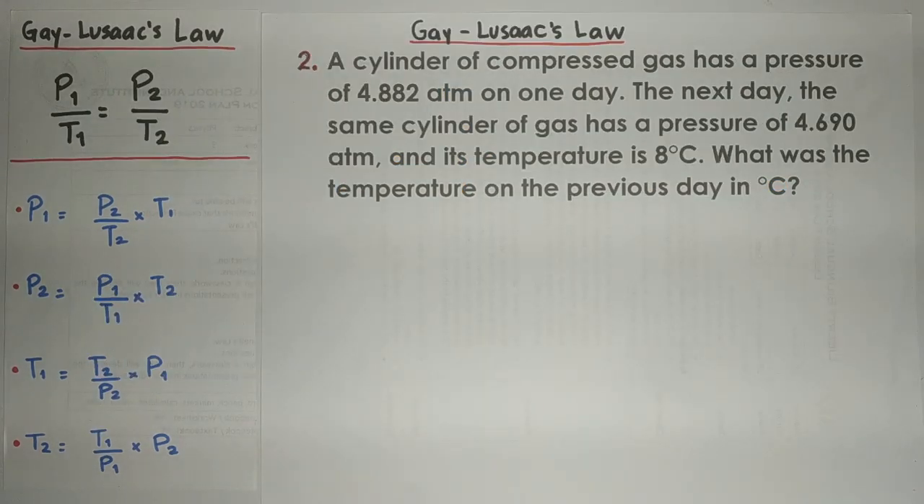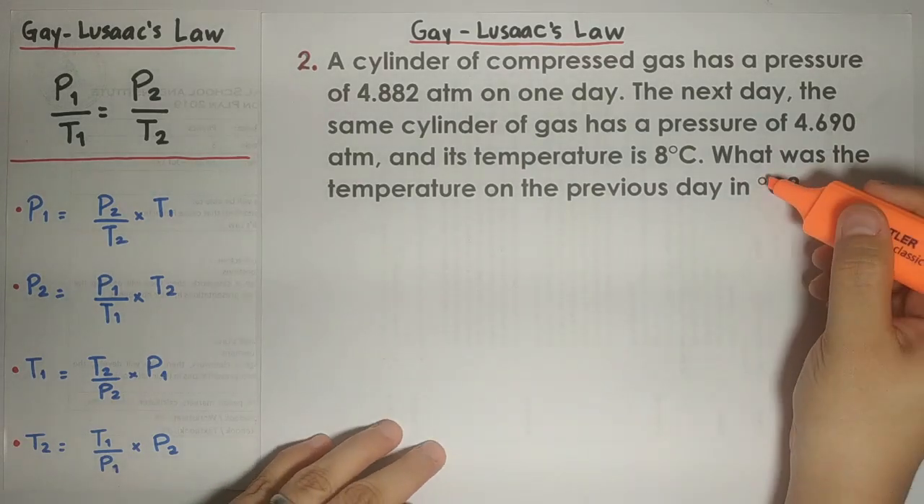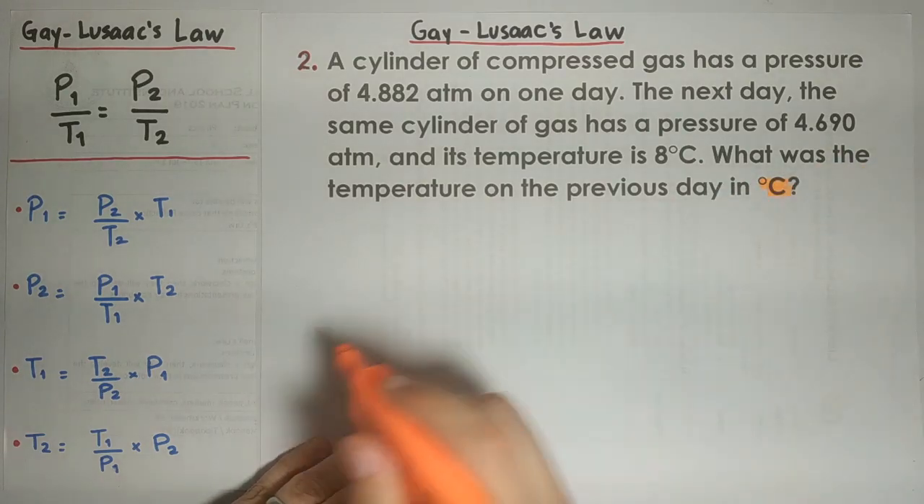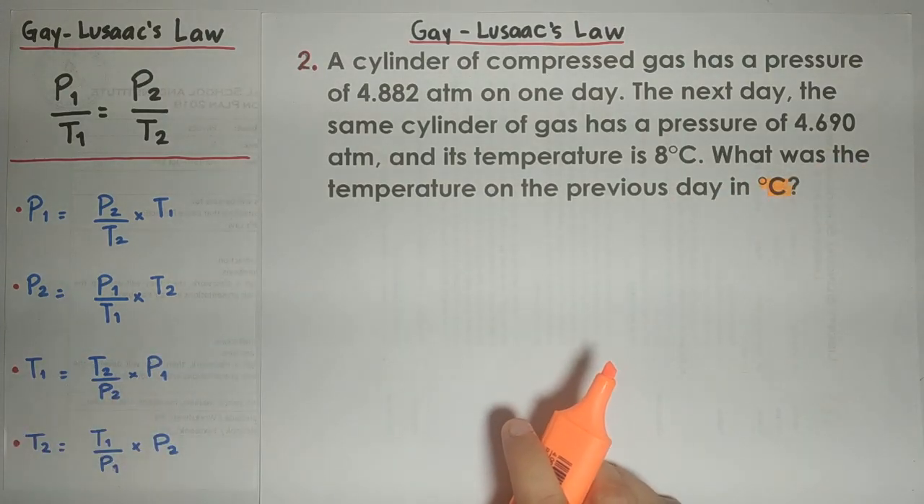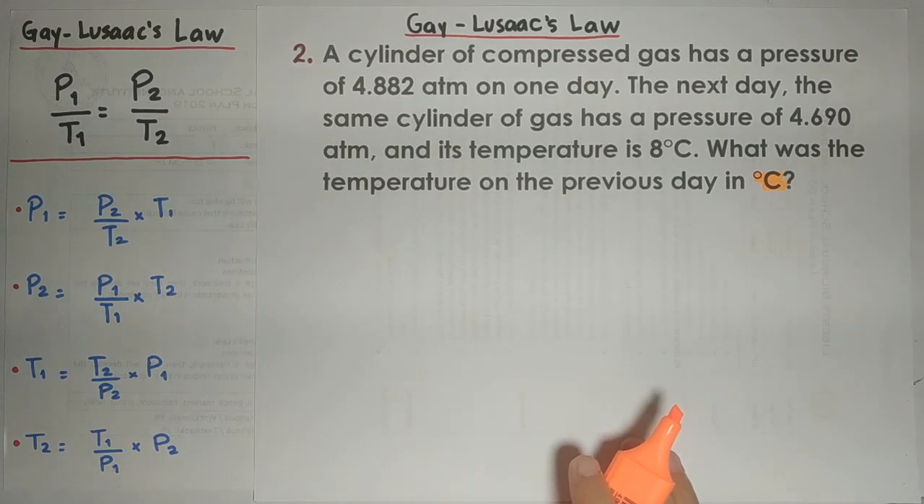Now let's see this example. A cylinder of compressed gas has a pressure of 4.882 atm on one day. Next day, the same cylinder of gas has a pressure of 4.690 atm and its temperature is 8 degrees Celsius. What was the temperature in the previous day in Celsius? Now take a look here. I'm asking you to find the temperature in Celsius. So this one requires one more step, but again, this topic is still easy.